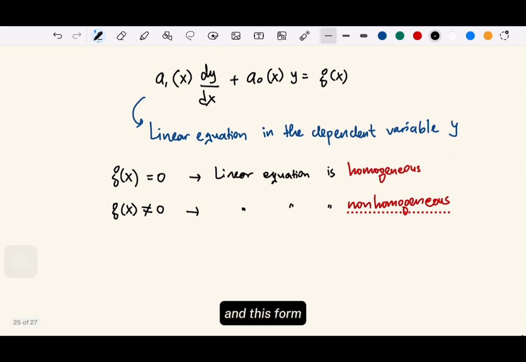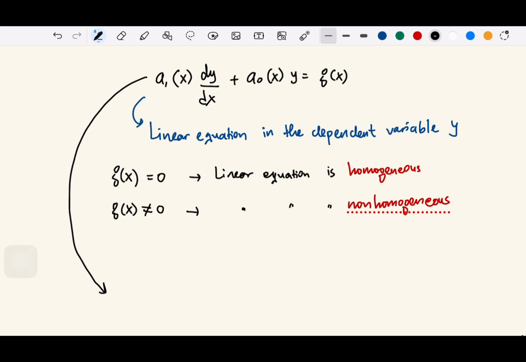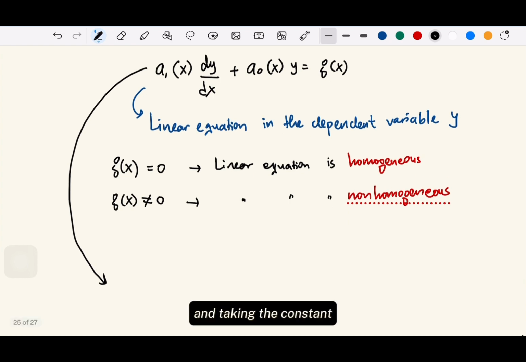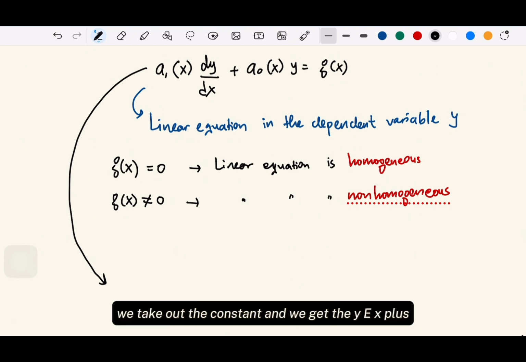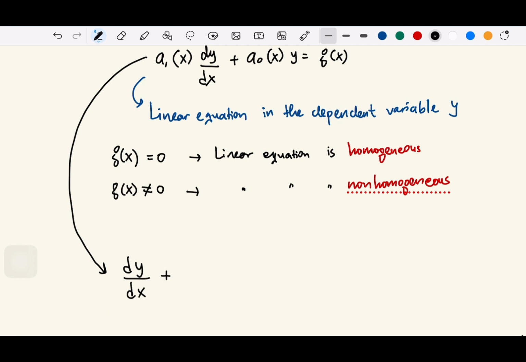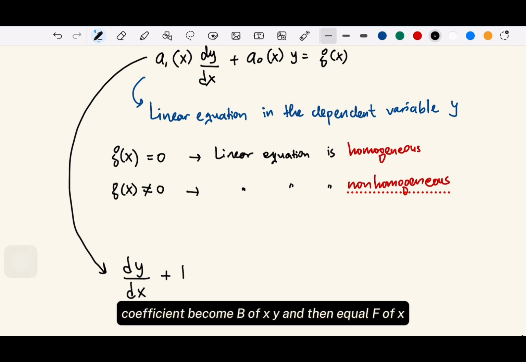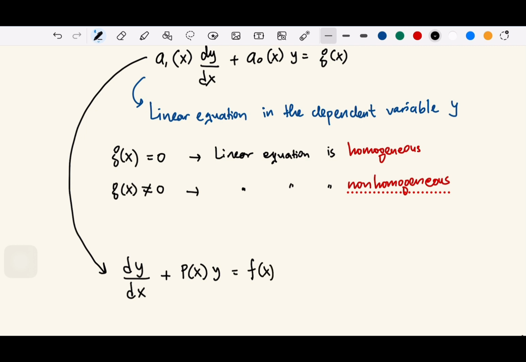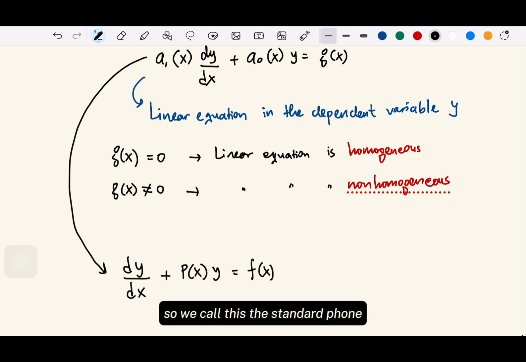And this form we can rewrite. Taking out the constant, we get dy/dx plus, let the coefficient become p of x, times y, equal f of x. So we call this the standard form.